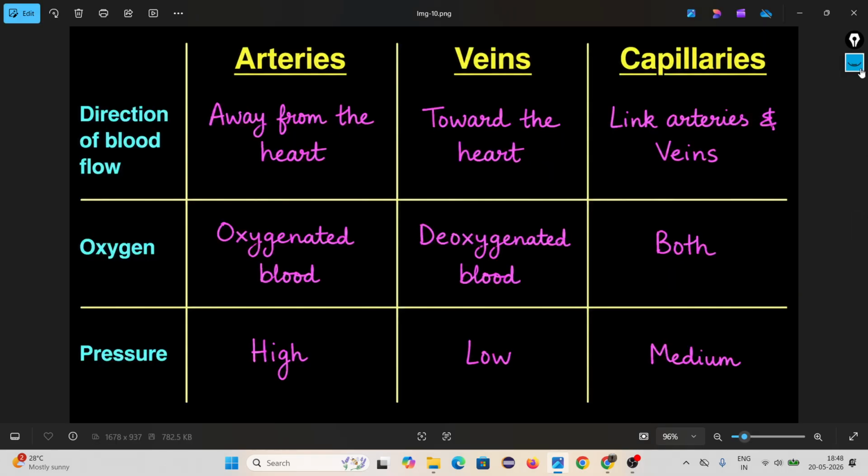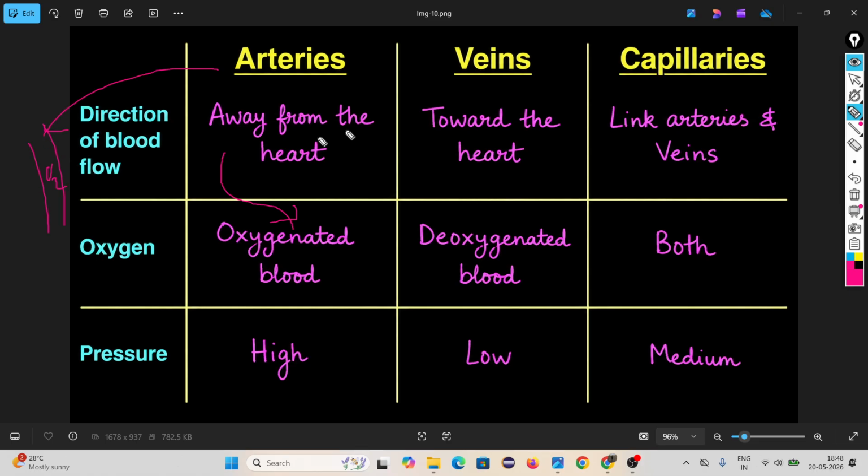Then the second thing, oxygen. Remember, arteries carry oxygenated blood. Oxygenated blood means the blood which is going away from the heart carrying oxygen. Veins carry deoxygenated blood, which means the percentage of oxygen is low, generally carbon dioxide. And capillaries carry both. How does it carry both? Just wait a few seconds, you will understand.